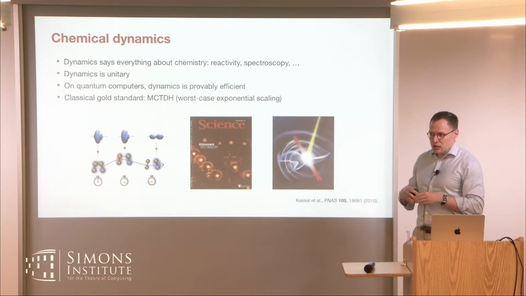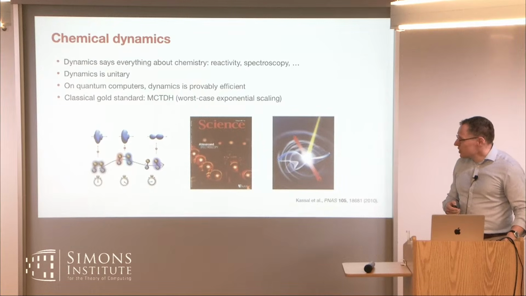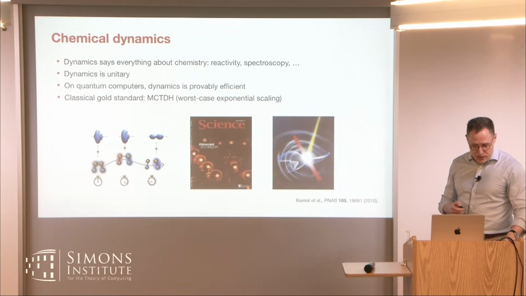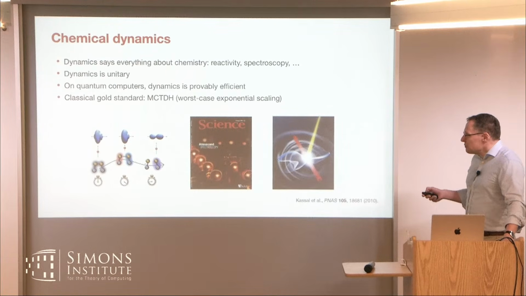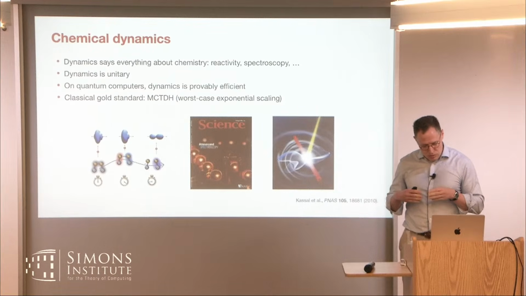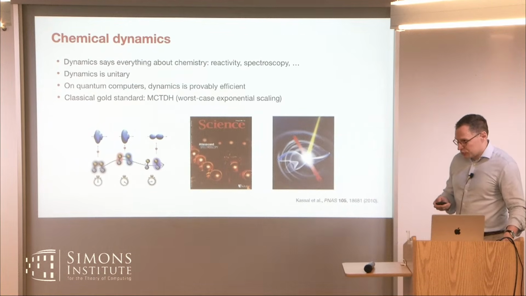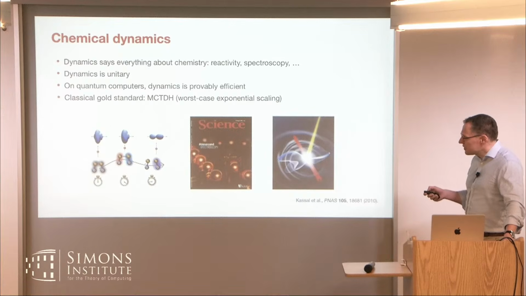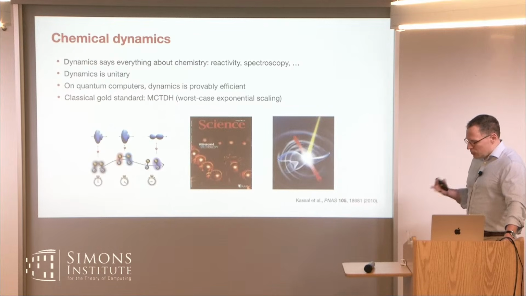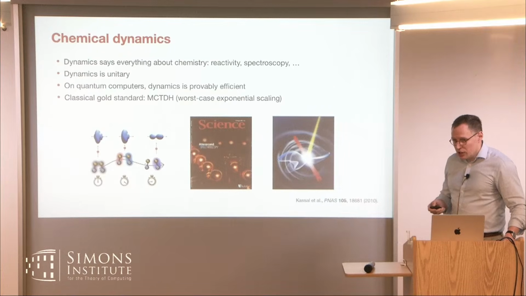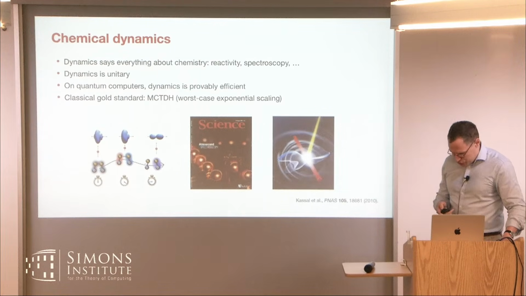So you can prove that these algorithms scale linearly, quadratically, cubically with system size, which you can't do for electronic structure. That, in the worst case, is QMA hard. And the separation between what can be done on quantum computers and classical computers is very large, or I would say probably larger than what you can do classically, than you can do in electronic structure. So the gold standard method for fully quantum chemical dynamics is multi-configurational time-dependent Hartree, which in the worst case scales exponentially badly.